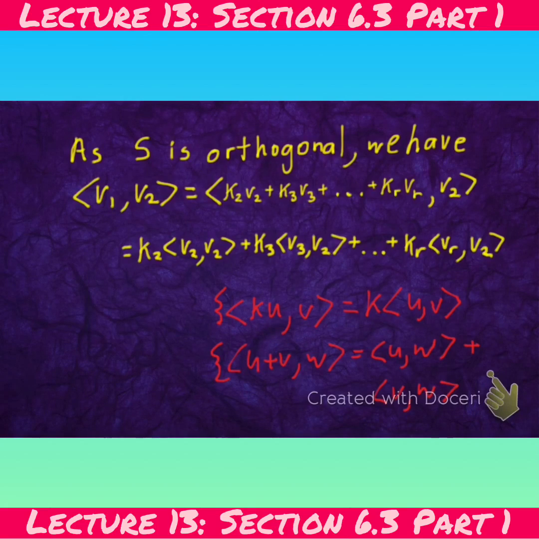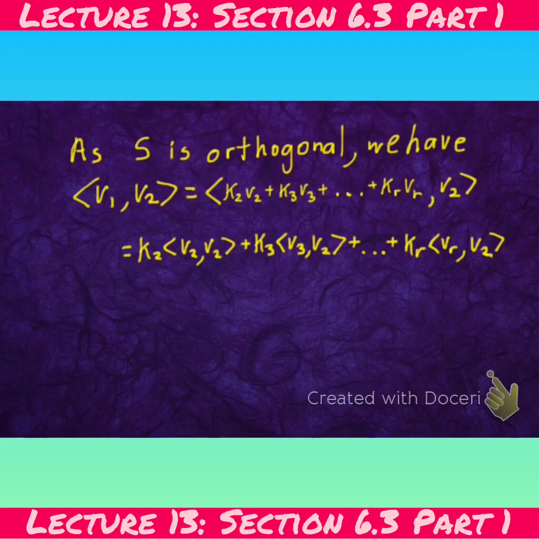And then we get that sum. Now remember that S is an orthogonal set, so for any pair of distinct vectors, their inner product is 0 because they're orthogonal. So all these terms are going to be 0, with the exception of possibly this one here. Everything is going to fall away, and you're going to be left with k2 times v2 with itself.